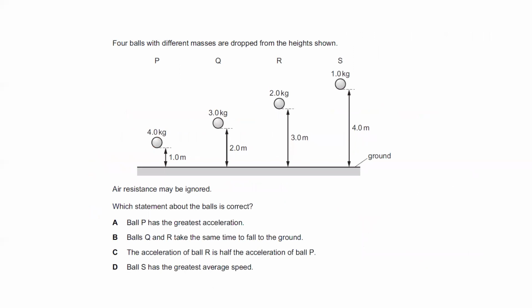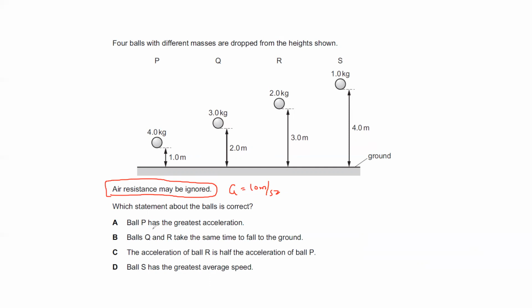Okay. Four balls of different masses are dropped from a height. If we ignore the air resistance, whenever air resistance is ignored, always remember the acceleration will be the same. That is 10 meters per second squared. So all objects will have the same acceleration. So the acceleration of P, Q, R and S will be the same.